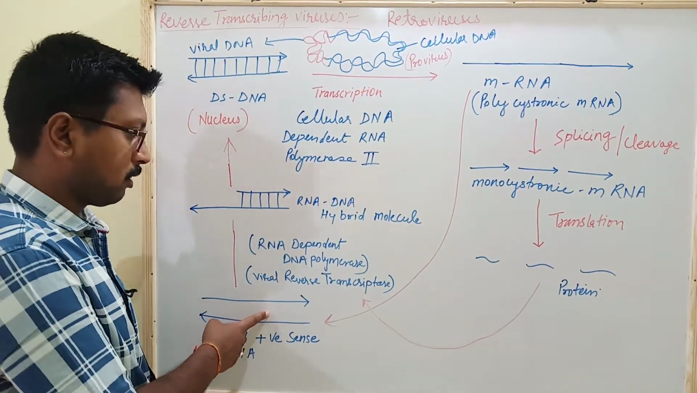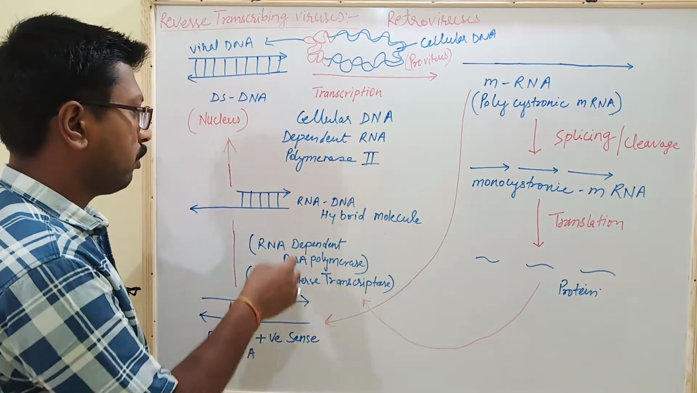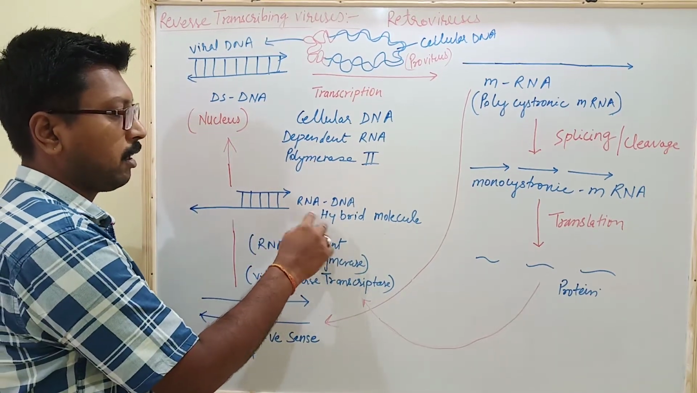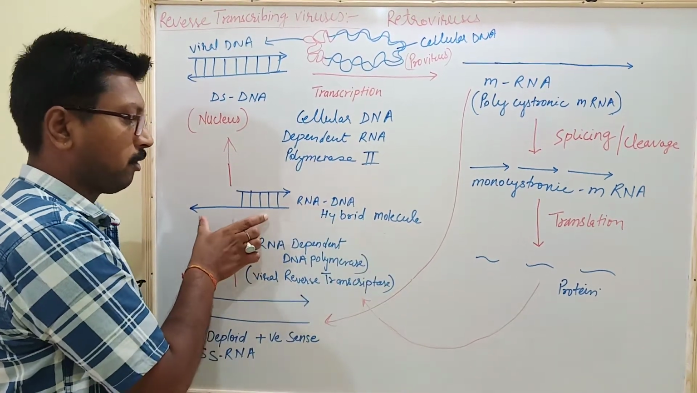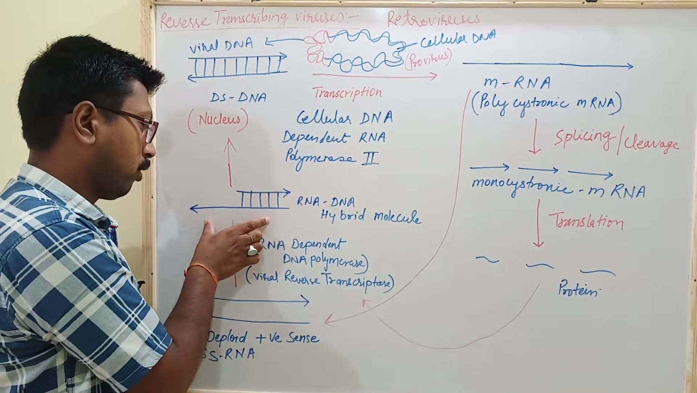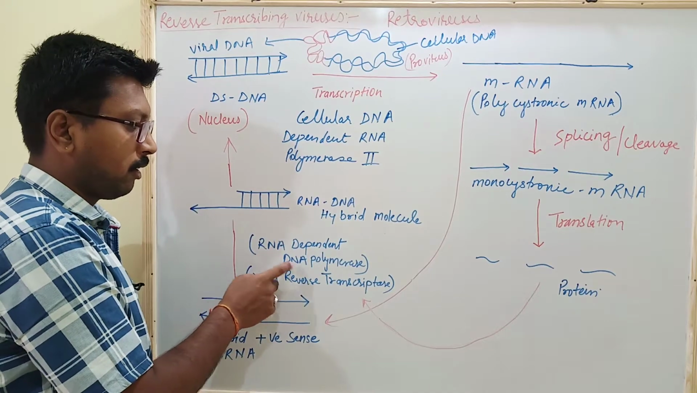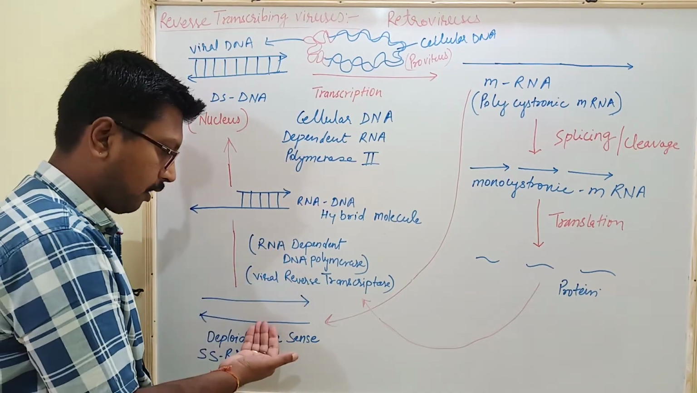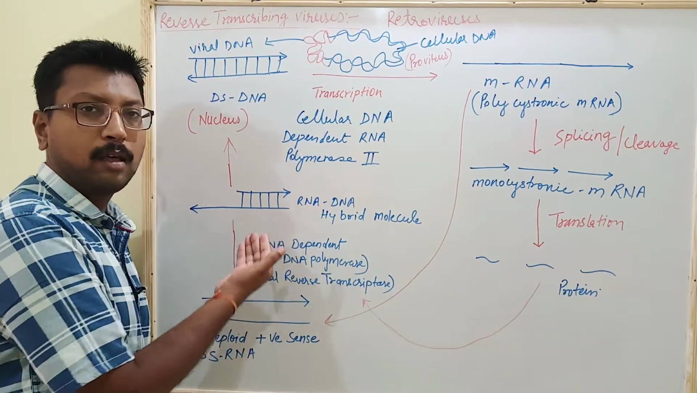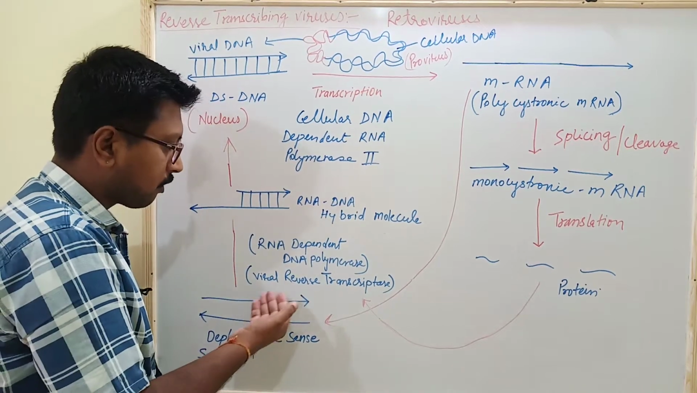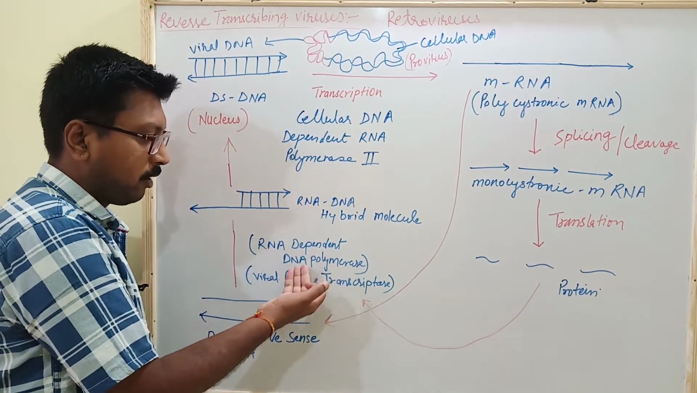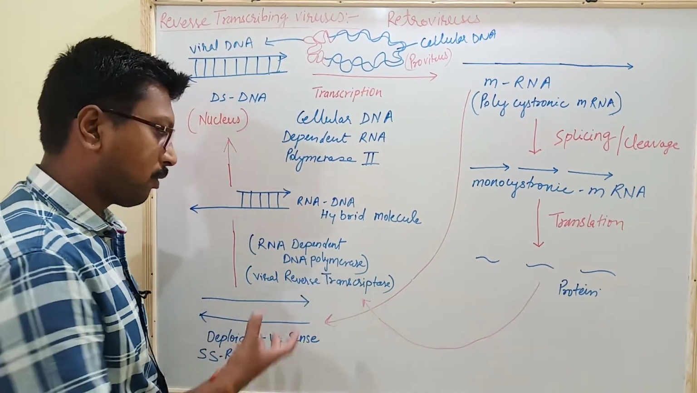First they are converted into a DNA-RNA hybrid molecule. So this is the DNA-RNA hybrid molecule, made by using RNA dependent DNA polymerase. So this is the RNA and this is converted into the DNA. This is called the RNA dependent DNA polymerase enzyme, by using this enzyme.